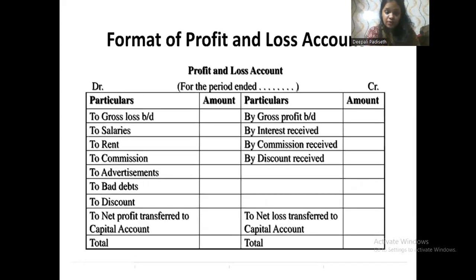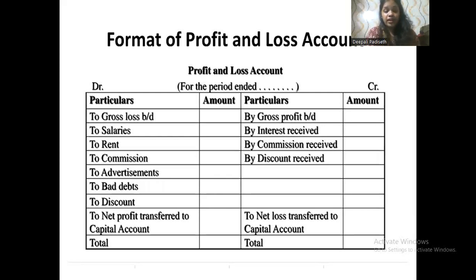Okay, so same as the trading account, we have the particulars in the profit and loss account. There is a debit part and there is a credit part. So let's see the gross loss. It is transferred directly from the trading account. Salaries refers to the amount paid to the employees as salaries. Rent refers to the rent paid, and interest on loans. Commission is the amount paid as commission to the agents.